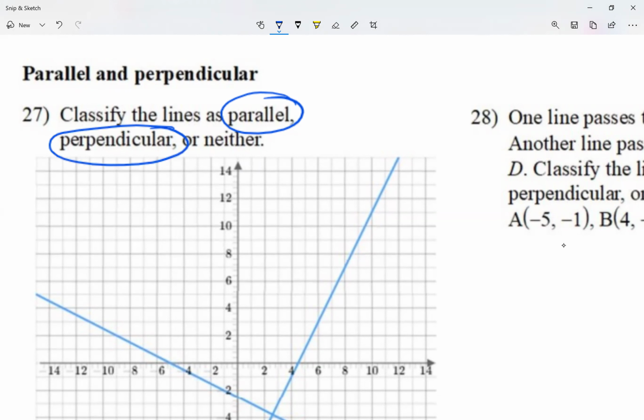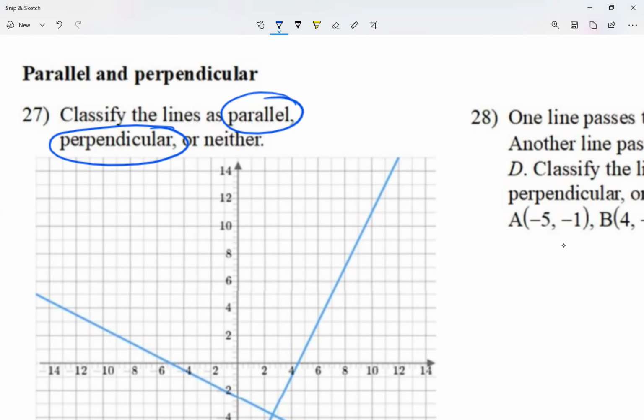Perpendicular, perpendicular are lines that cross at 90 degrees. So they do cross, but specifically at 90 degrees. The interesting part, the slopes are negative reciprocals of each other. What does that mean? Negative reciprocals of each other. The signs are different. Okay? And they are reciprocals. Reciprocals is when you flip a fraction.